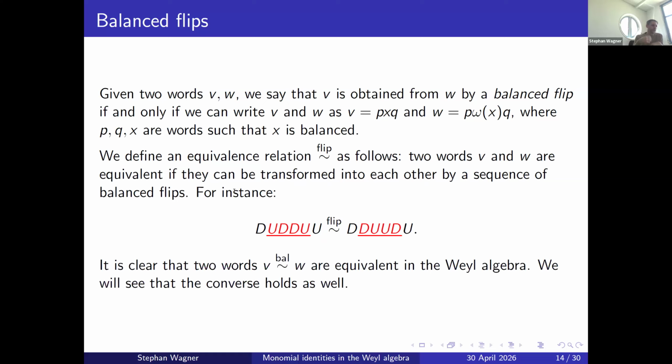So again, by what I've discussed, it should be clear that two words are equivalent in the Weyl algebra if I can obtain them by these balanced flips. This should say flip here, not balanced. There is a typo here. Because one such balanced flip, as I explained, doesn't change anything, repeated application also doesn't change anything if I consider the words as operators. And again, the converse of this holds as well. So this is an if and only if, as we will see.